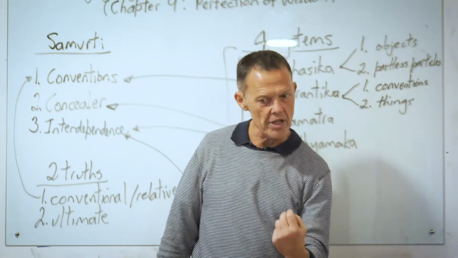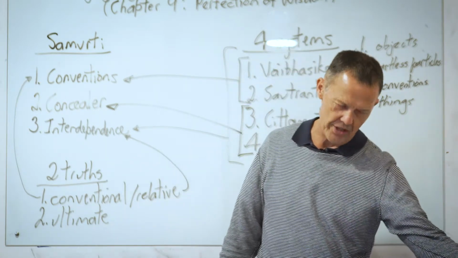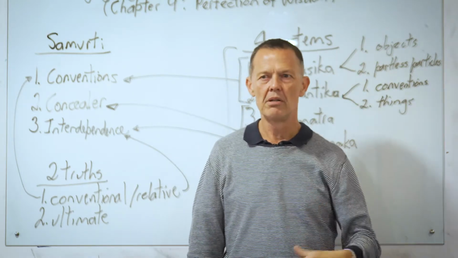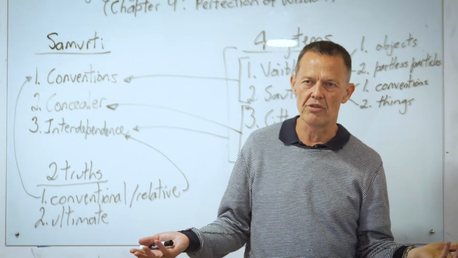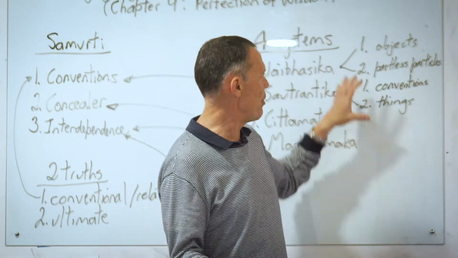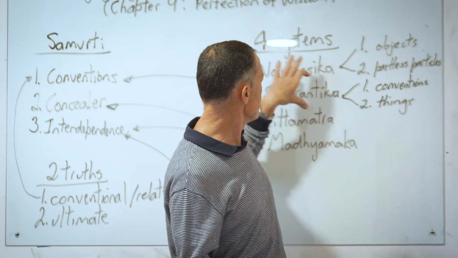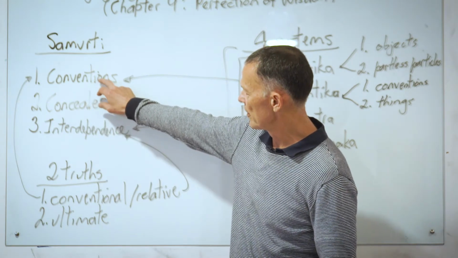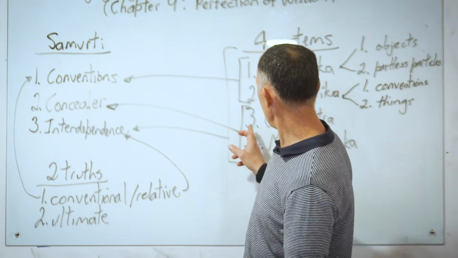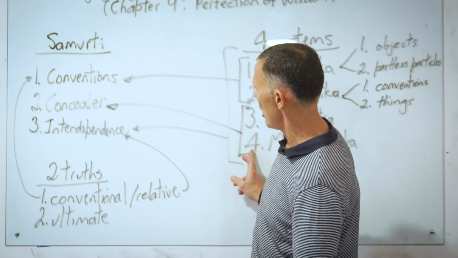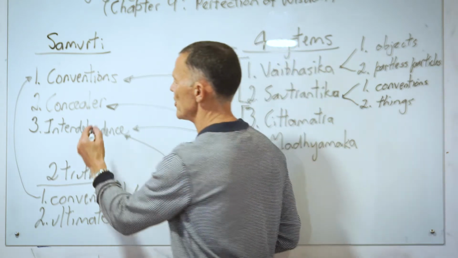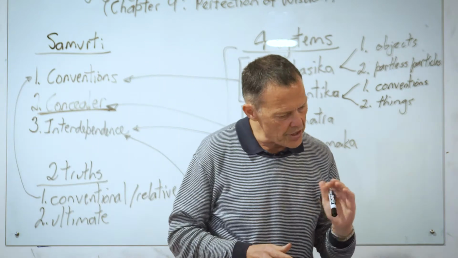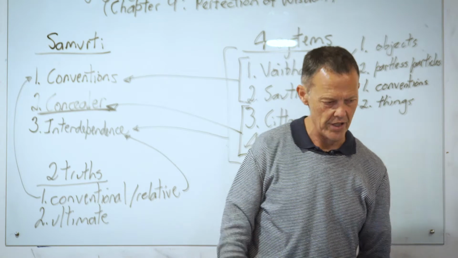So that's how Sautrantika look at the two truths. What is ultimate, what is the real thing, is all the objects themselves, but the conventions, the names we give to them, is just conventional truth. But both of them are really talking about using this idea here. Whereas now when we come in both Chittamatra and Madhyamika, we have this idea of concealer, that something's concealing how things exist.